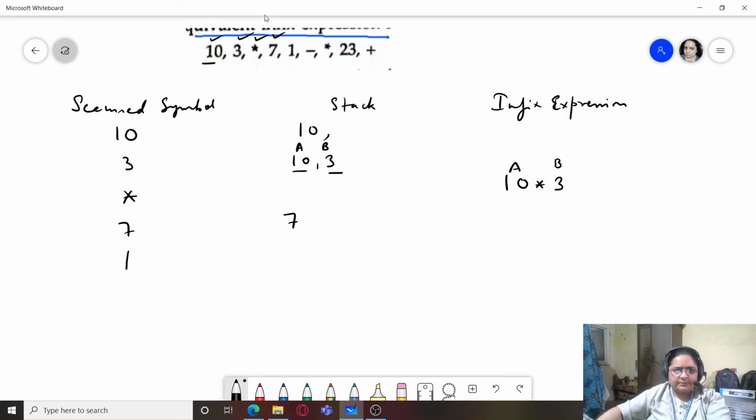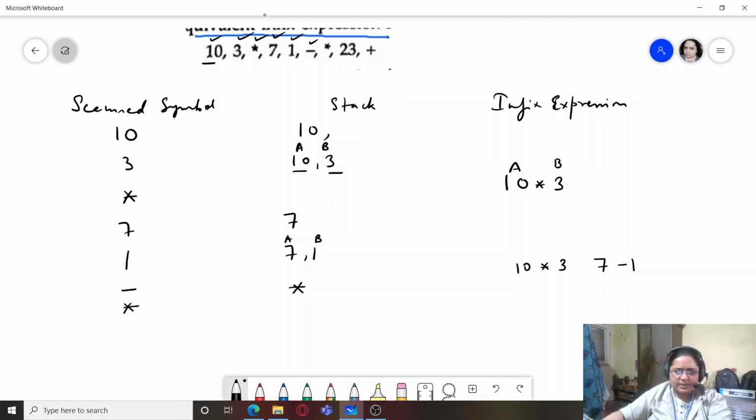Then you have 1. So 7 comma 1, and then you have a minus sign. So again pop them, and because a minus sign is there, it would be 7 minus 1. So 10 plus 3 is already there. Sorry, 10 into 3 is already there. We are going to write 7 minus 1 like this. Then next you have a multiplication. So now you can see that the multiplication is here.